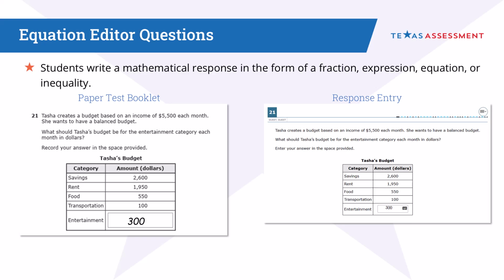For equation editor questions, students write a mathematical response in the form of a fraction, expression, equation, or inequality. Students write their responses in the box provided with the question. In this example, the student wrote 300 in the box provided with the question. In RE, either type the student's answer or use the equation editor to enter the answer. Enter exactly what the student wrote in the box in the test booklet. If what the student wrote is indecipherable, skip that part of the student's response in RE. If the student's response includes words, pictures, or something other than a mathematical response, leave the question blank in RE.